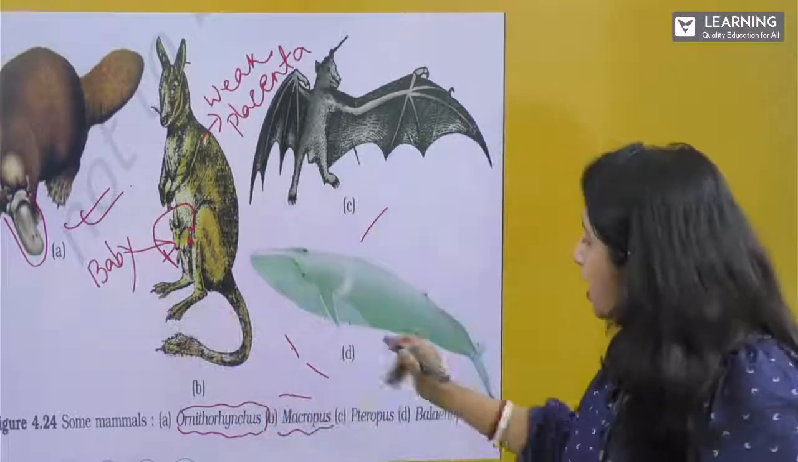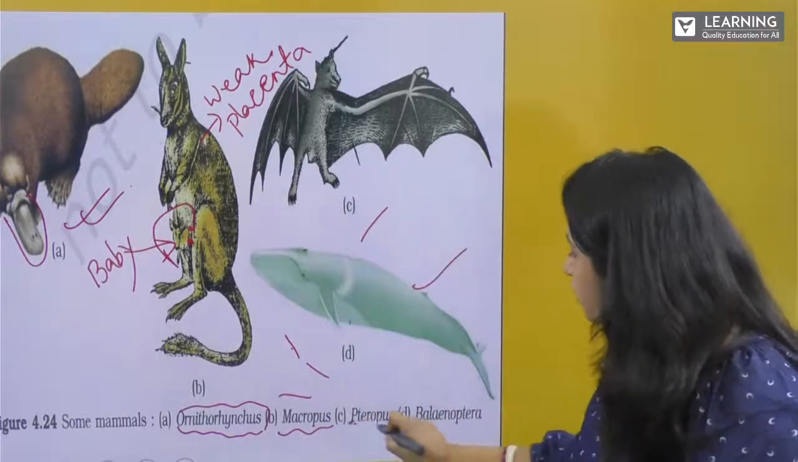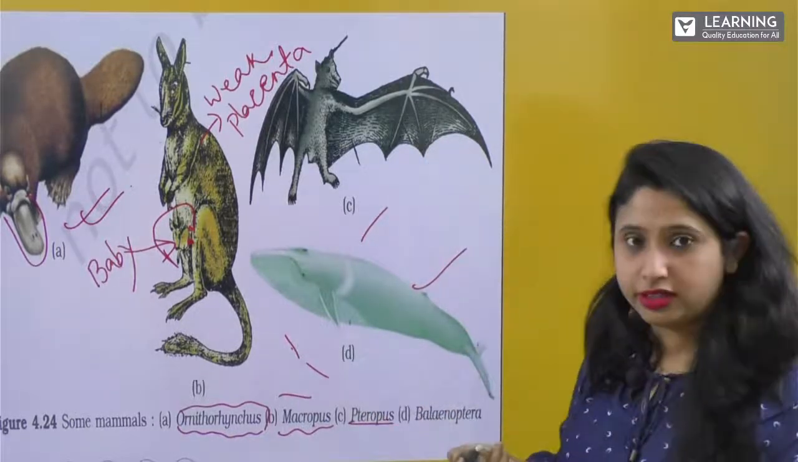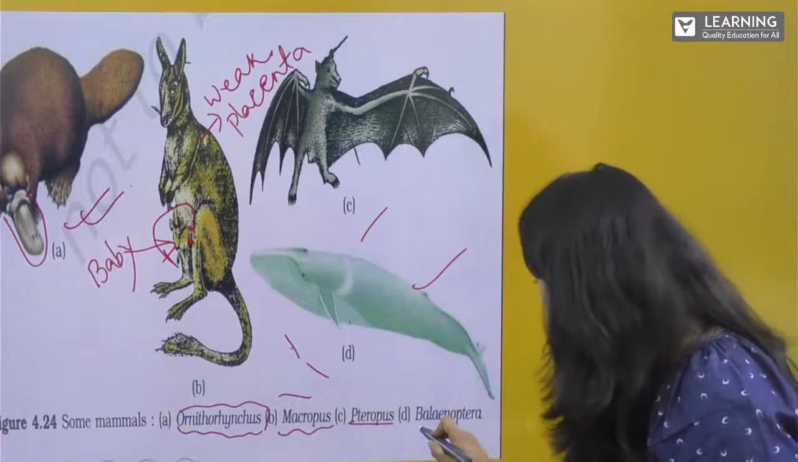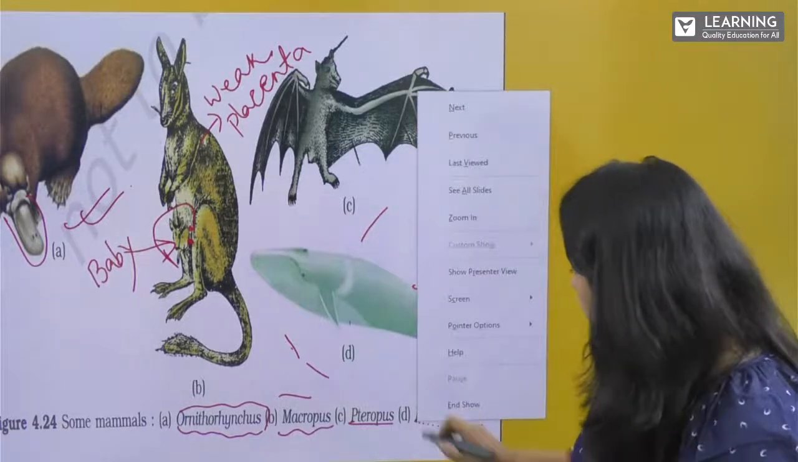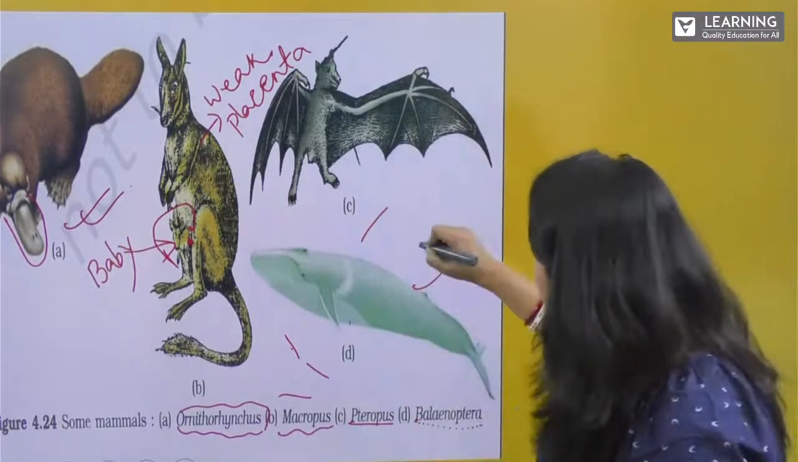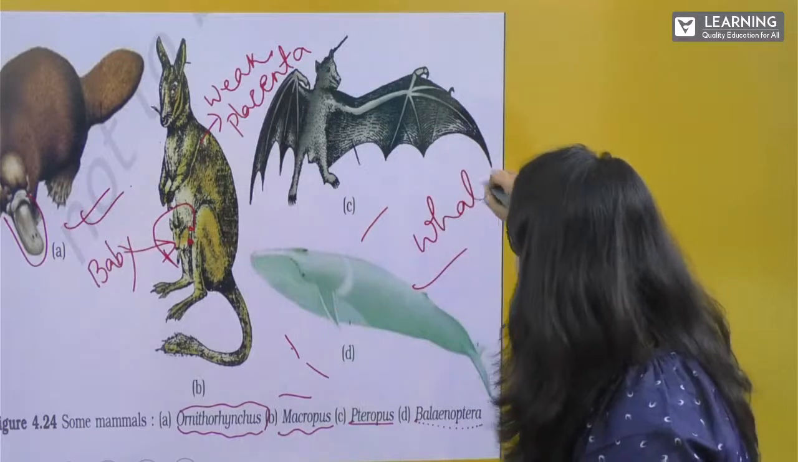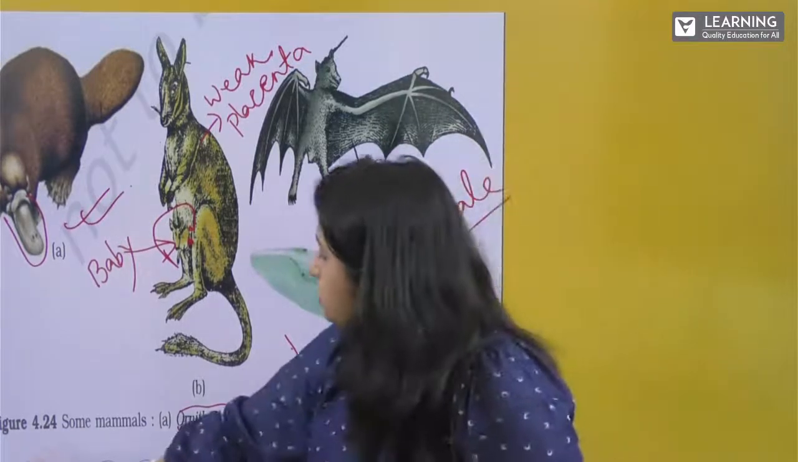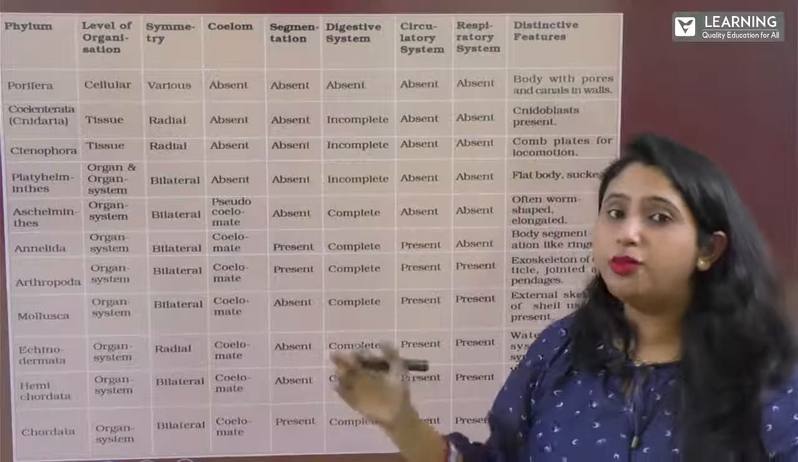So this is a bat, and the scientific name is Pteropus, bat. And this is Balaenoptera, okay. So this is your whale, blue whale. So this is all about it, and this is from your NCERT.